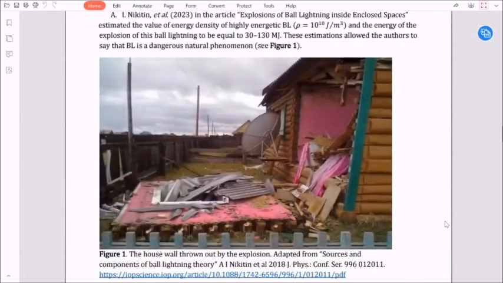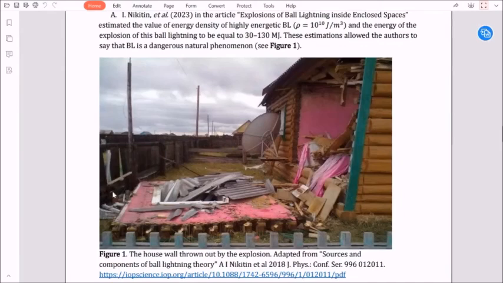Nikitin et al. in 2023, in the article "Explosions of Ball Lightnings Inside Enclosed Spaces," estimated the value of energy density of lightly or highly energetic ball lightning to be about 10^10 joule per cubic meter, and the energy of the explosion of this ball lightning to be equal to 130 megajoules. These estimations allowed the authors to say that ball lightning is a dangerous natural phenomenon.